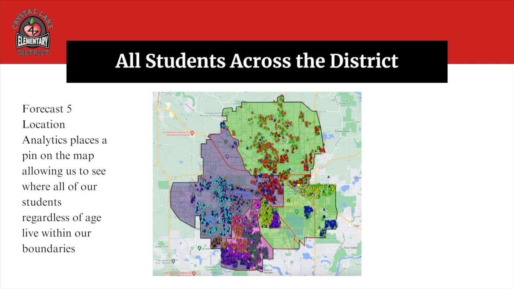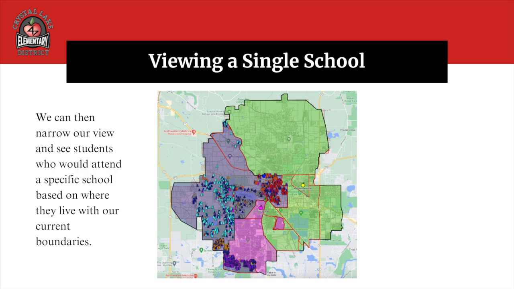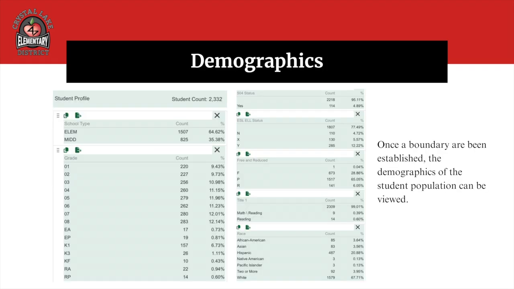The tool we used, Forecast 5 Location Analytics, places a pin on the map, allowing us to see where all of our students are regardless of age. So our preschool all the way through our current 8th grade students are identified on this map. We can then narrow it down to a single school. Once we narrow it to a school, it will then provide us demographics. So we can take a look at how many students total. You see here that there's over 2,000.